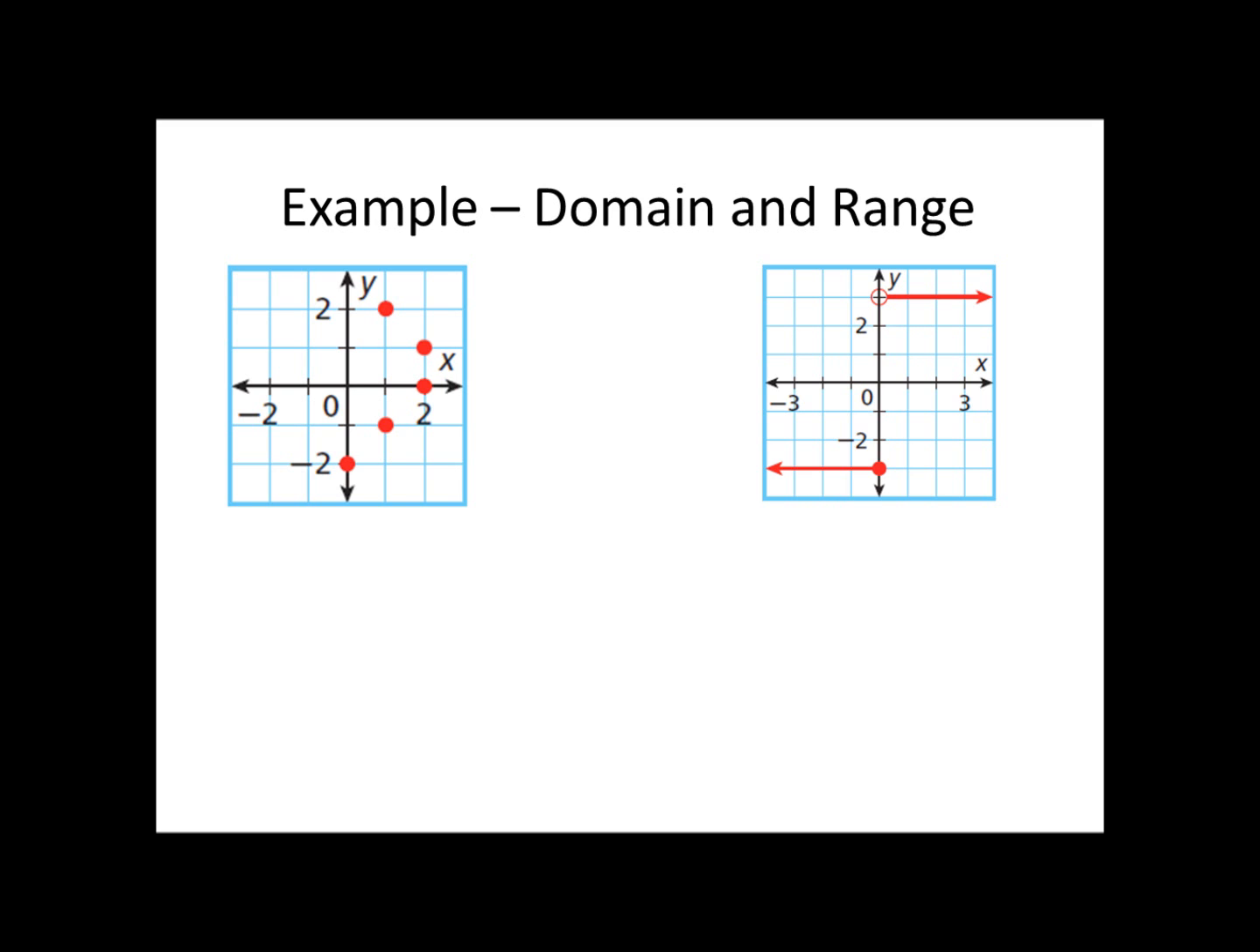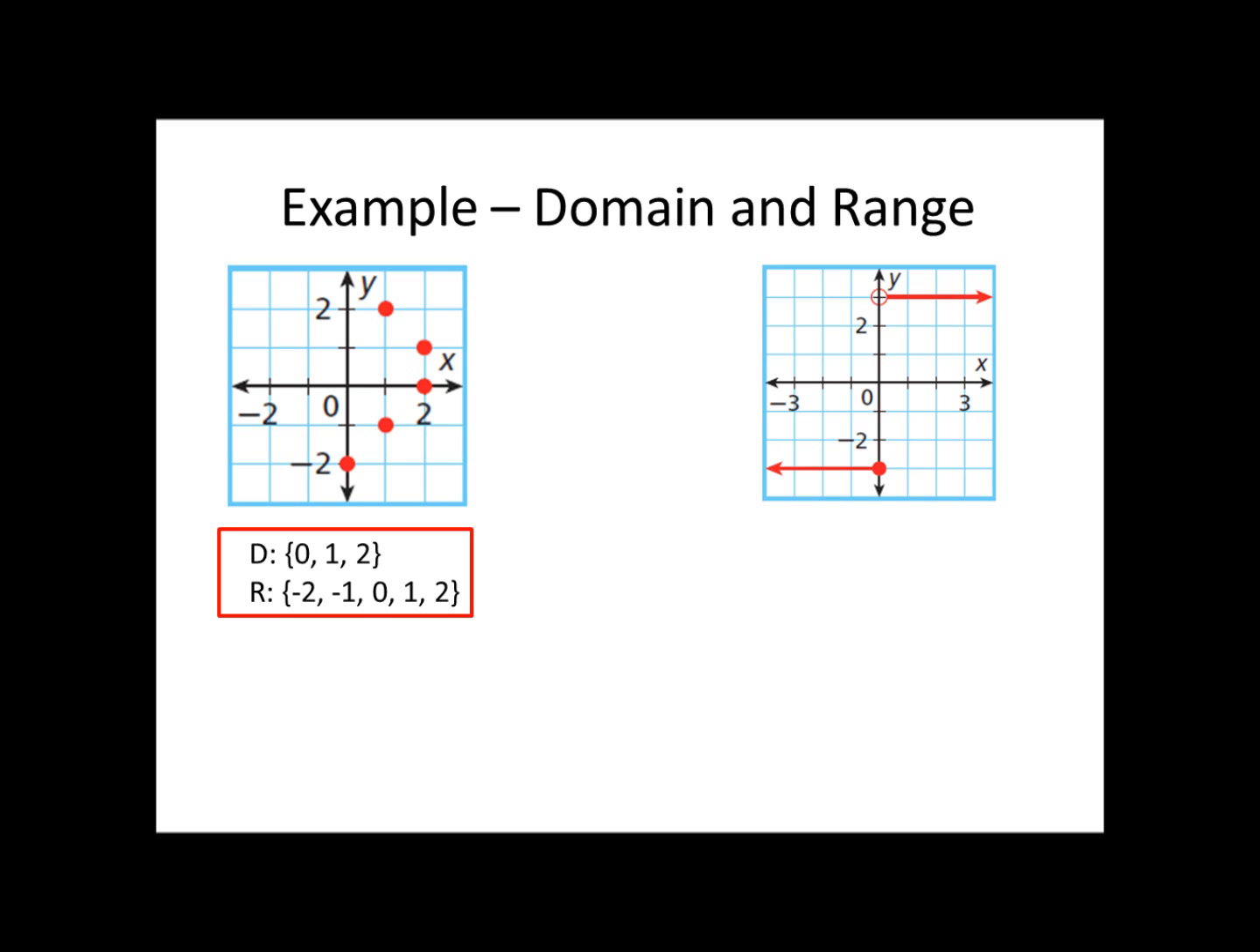The one on the right, it's not a discrete graph. It's made up of a couple lines. So things are going to look a little bit different. For discrete graphs, for your domain and range, just list the x values and list the y values. We've got a point at 0, -2. So we list the 0 in our domain, we list the -2 in our range. We've got a point at 1, -1. So we list the 1 in our domain, the -1 in our range.